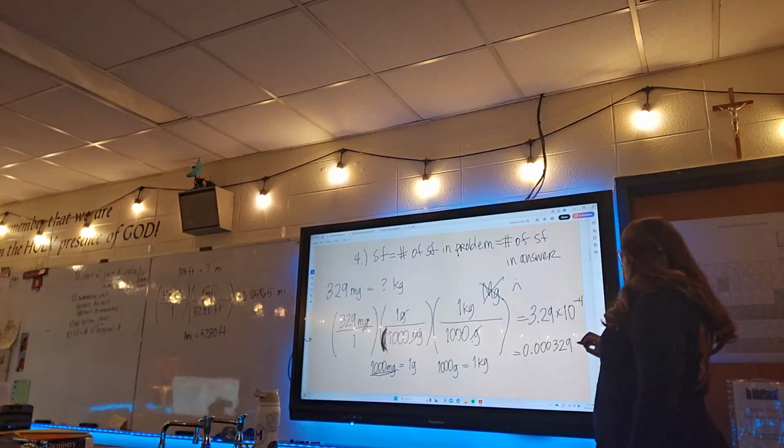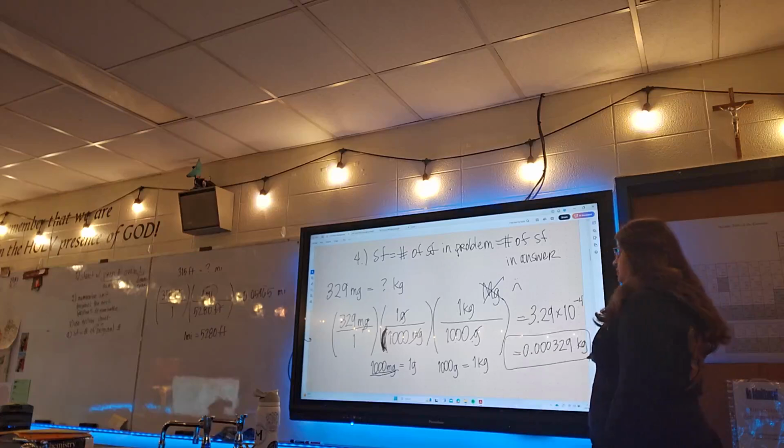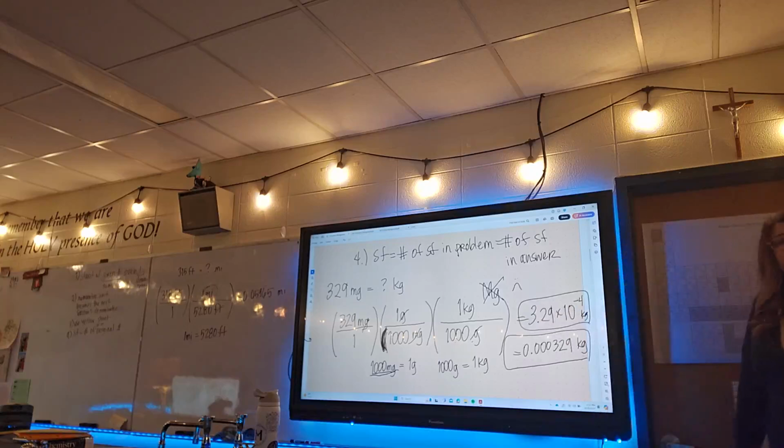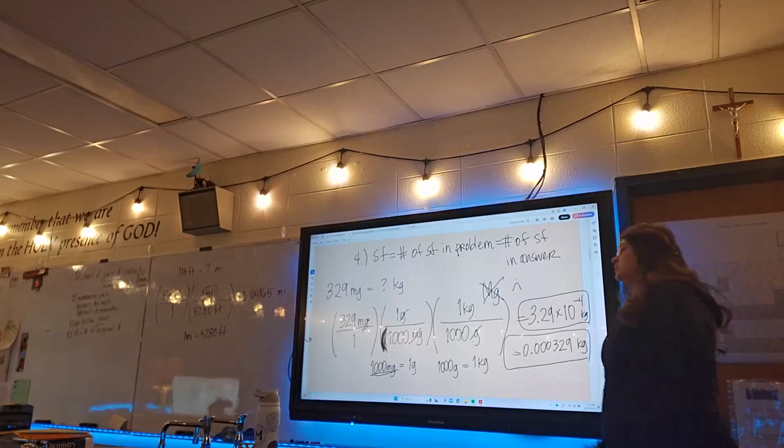What is the unit that you should have? Kilograms. It is wrong if you don't have that unit. This is the correct number of significant figures. This would be the answer. You could also, this is also the correct answer. Now, when you see your homework, it'll say to use scientific notation when necessary. What does that mean?